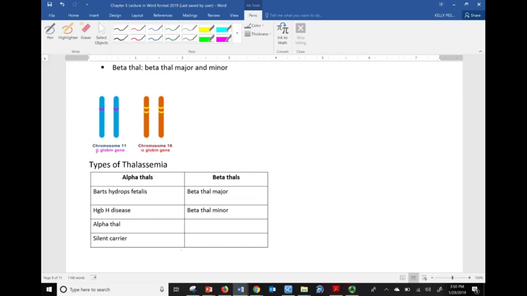So in beta, you can have just 1 defective gene, and that is called beta thalassemia minor, or you can have 2 defective genes, and then that's called beta thalassemia major. So the reason why is for the alpha globins, there are 4 genes, and for beta thalassemia, there are 2. So that's why there's 2 different categories versus 4 different categories.